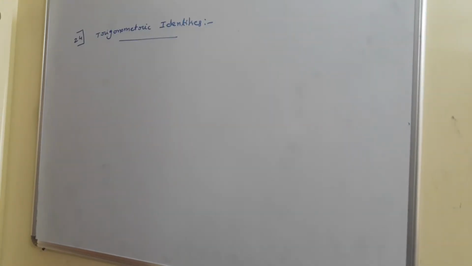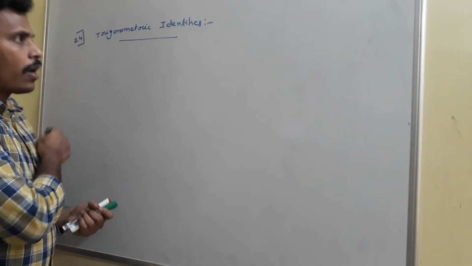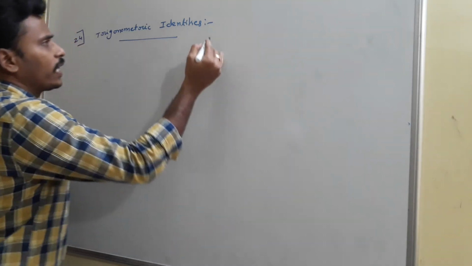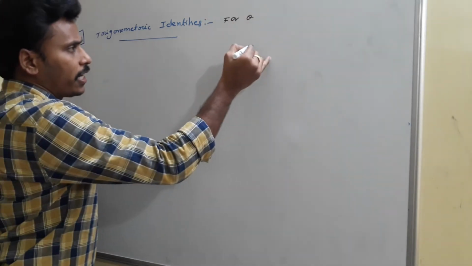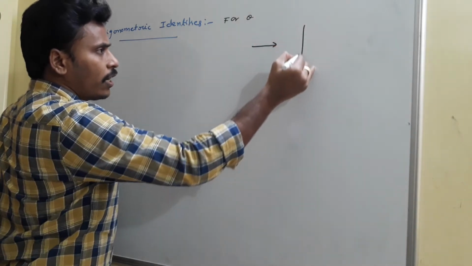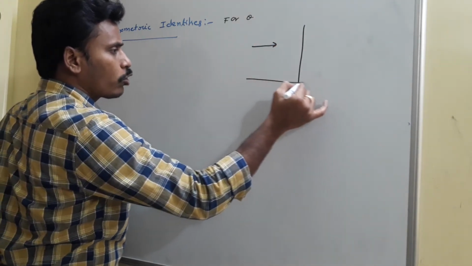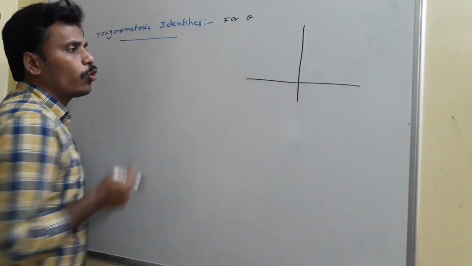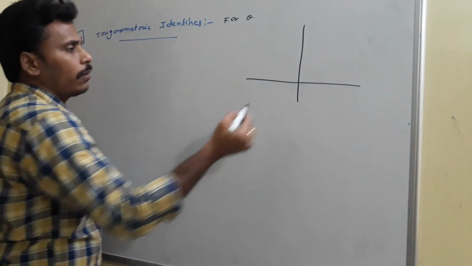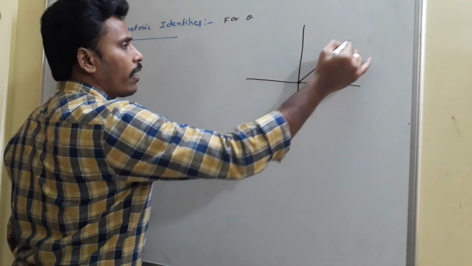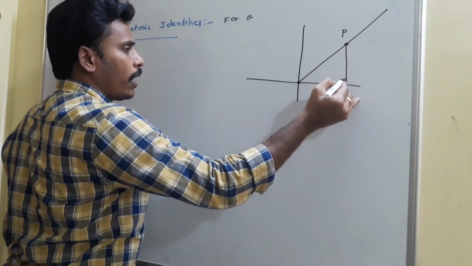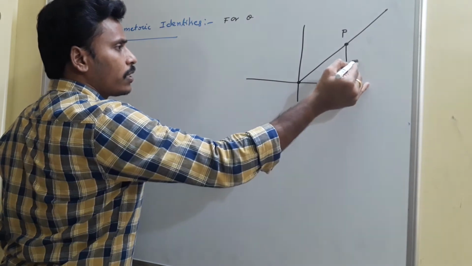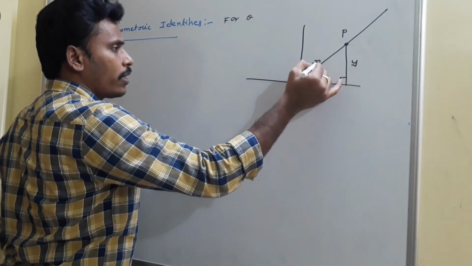We know the definitions of trigonometric ratios. If I have an angle theta, I am going to write the trigonometric identities for theta. To define the trigonometric ratios for that particular angle, I need to take a terminal ray in the coordinate system. Suppose the terminal ray is here, and this is the point corresponding to the terminal ray, then this is y, this is x, and this is r, is it right?